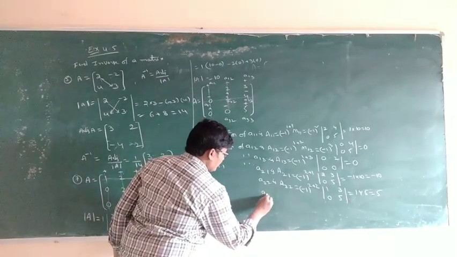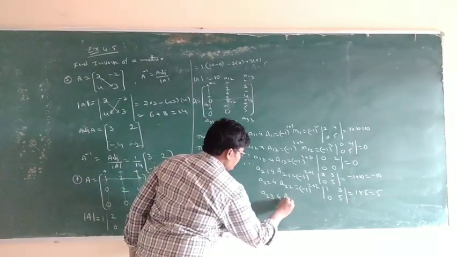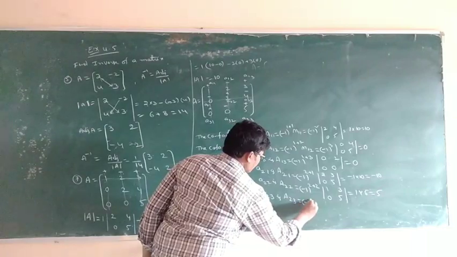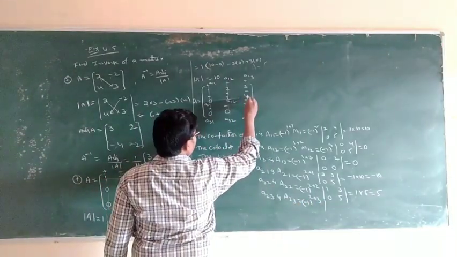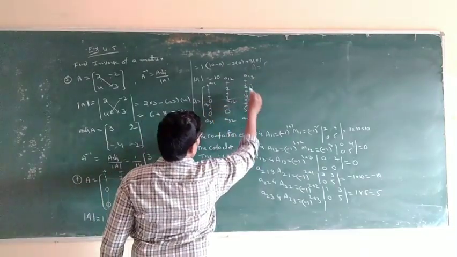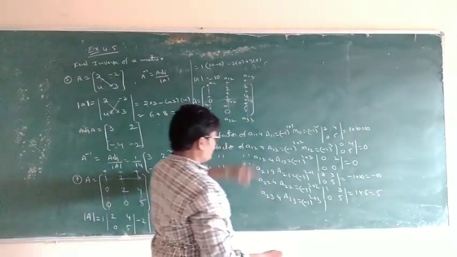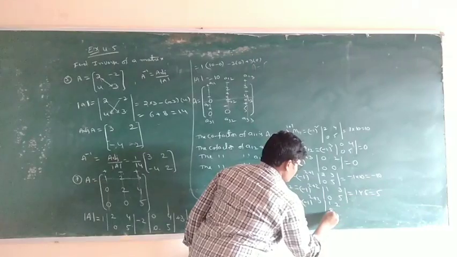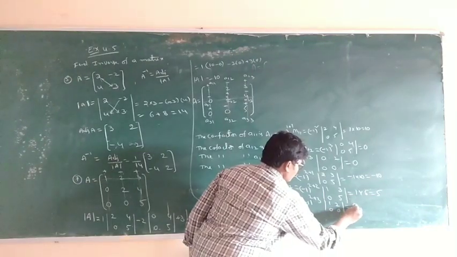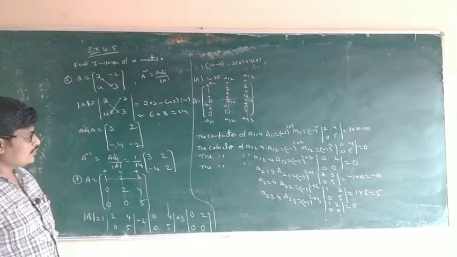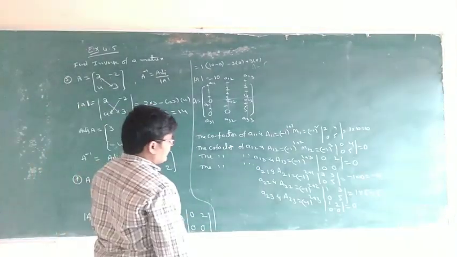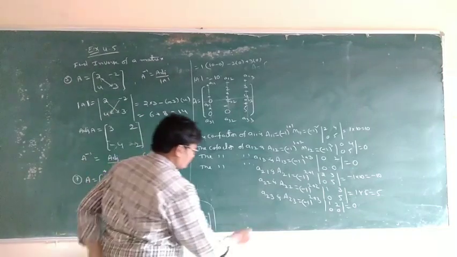Next, A23. A23 is equal to minus 1 whole power 2 plus 3, into A23, this one, with the element's column and row deleted: 1 2, 0 0. So that is equal to 0, because 1 into 0 is 0, minus 0 into 2, equal to 0. Second row completed. Next, third row.